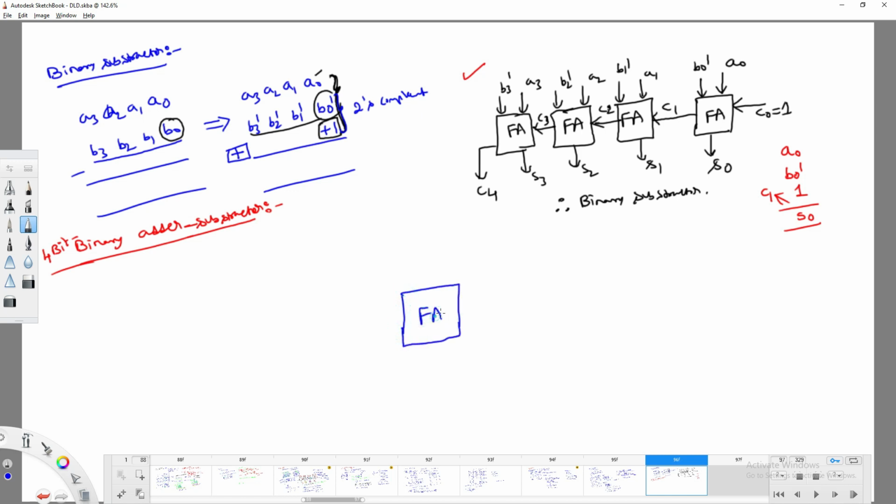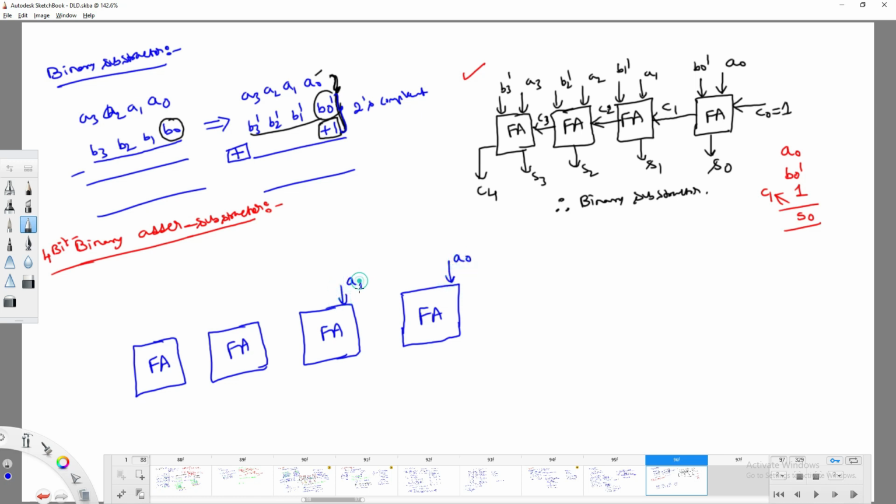Okay, I have four full adders. For these four full adders, there is no change in the initial A naught. Whether it is addition or subtraction, there is no change in the A values.